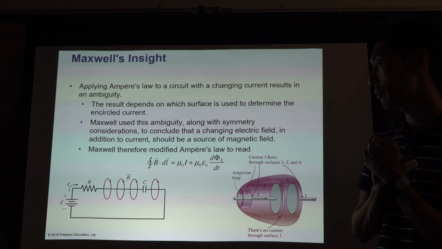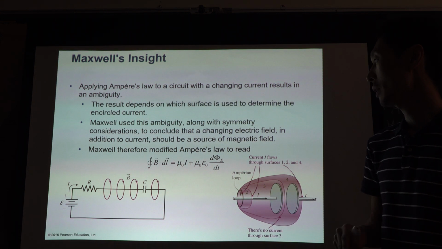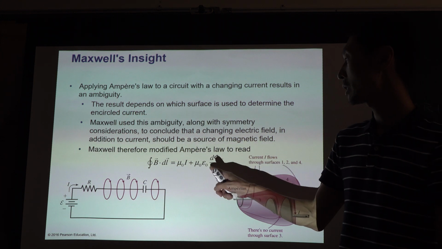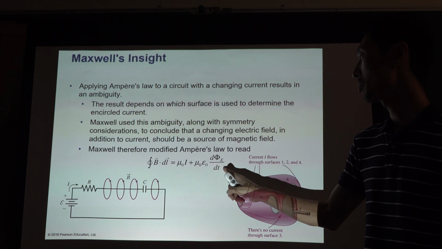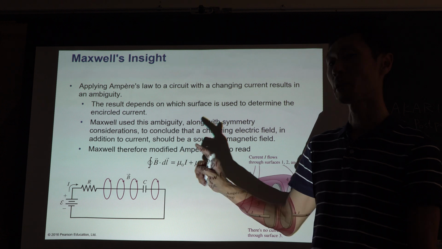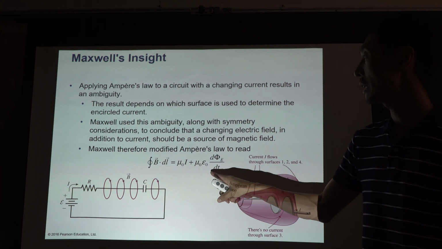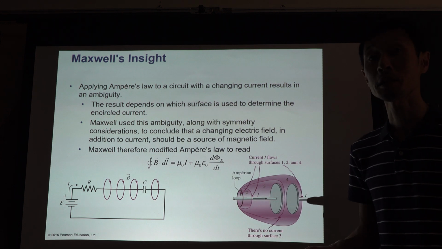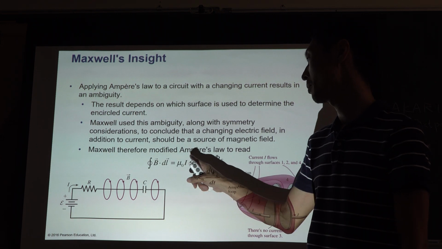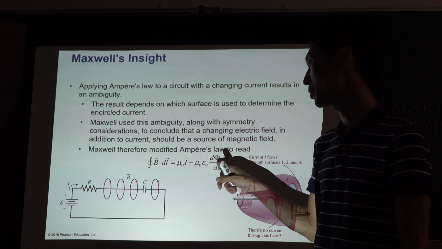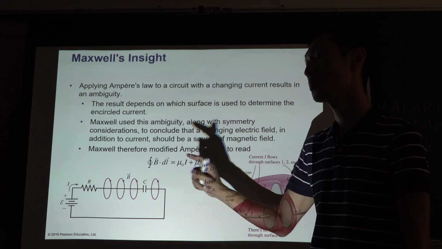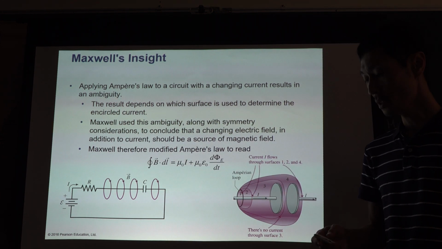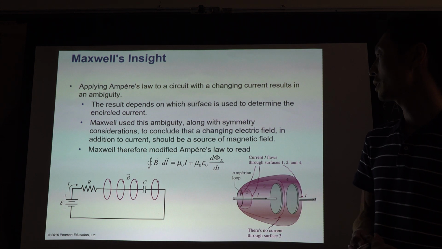And then Maxwell thought about it. When electric field is changing, that might induce the magnetic field. So he added this term. Actually, to make it more simple, he predicted that if you change electric field, there should be magnetic field. So that's Maxwell's insight.